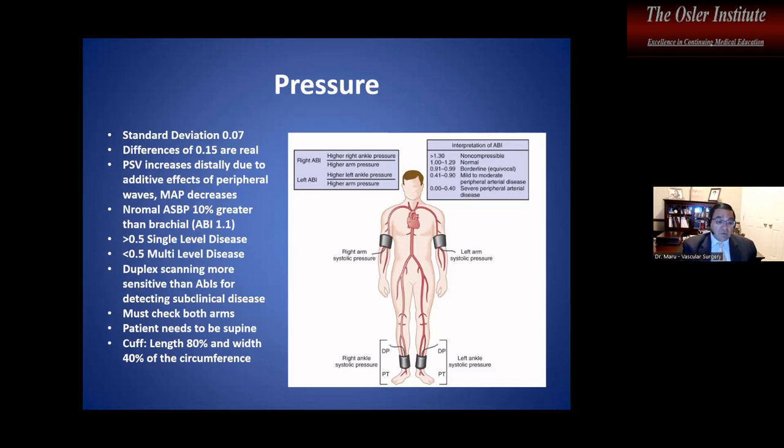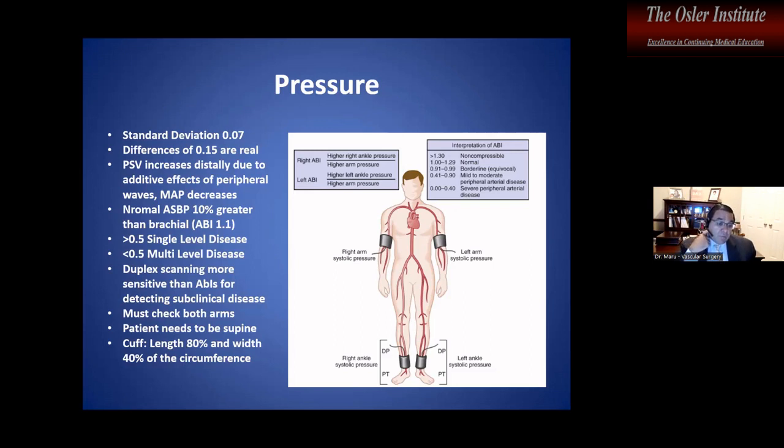Duplex scanning is more sensitive than ABIs for detecting subclinical disease. Always check both arms. Even in my office, my MAs know that I will get crazy if I don't have both arm blood pressures, especially in my carotid patients, right? You may have some sort of subclavian stenosis that you don't pick up on, and you're getting all sorts of funky ABIs just because you used the wrong number, right?